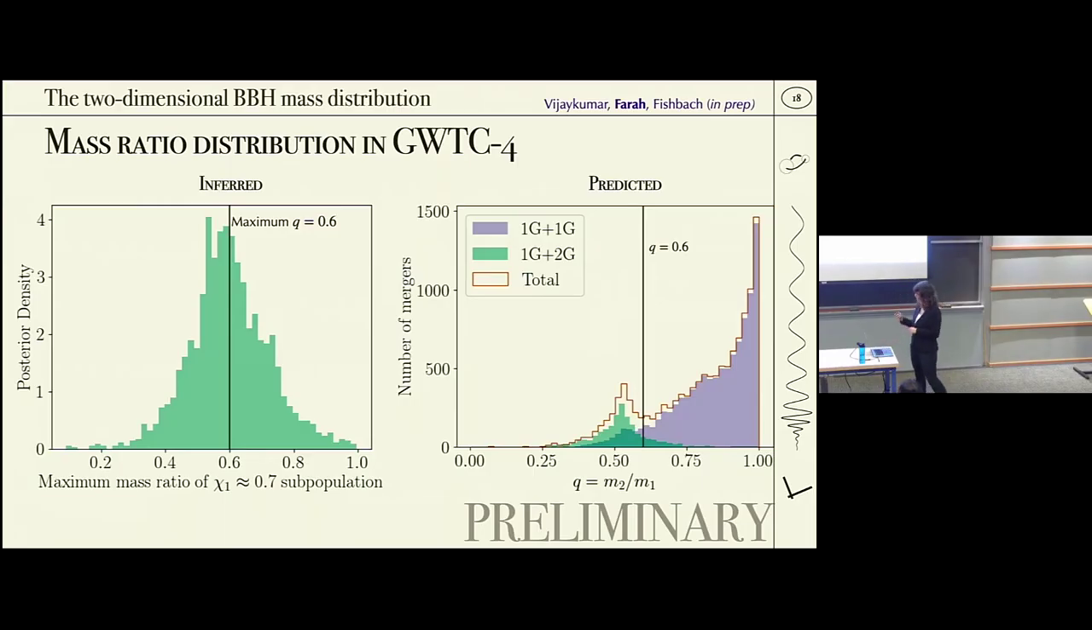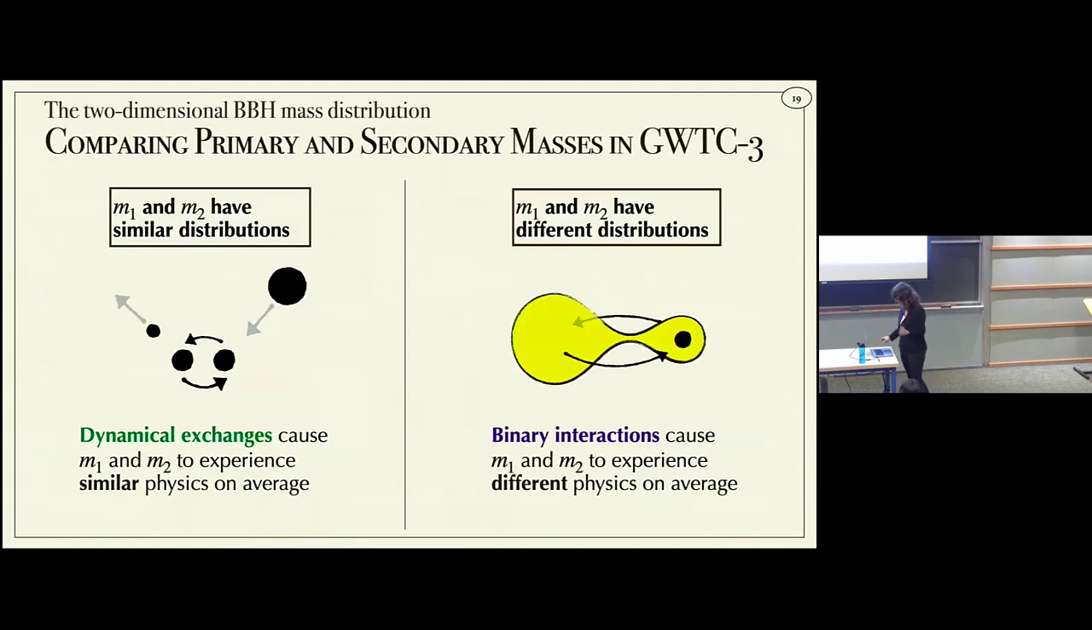Again, this is super preliminary, but I just wanted to spark discussion because this is KITP. That's what we're supposed to do. So going back a bit, at the beginning of this talk, when I first started thinking about the two-dimensional distribution, this is the picture I had in my head: that if M1 and M2 have similar distributions, that must mean that things are getting all mixed up and averaged out, and that must be dynamical exchanges. And I also thought that binary interactions were the only thing that could cause differing M1 and M2 distributions on average.